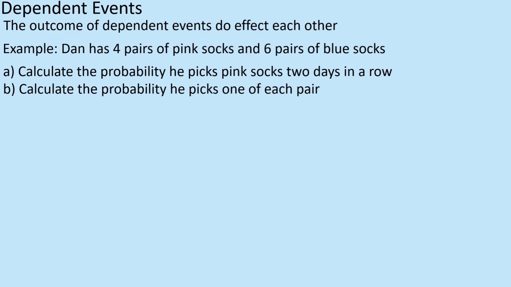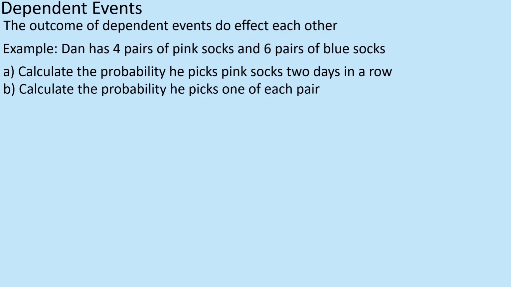So, for example, Dan's got 4 pairs of pink socks and 6 pairs of blue socks. That's what he's got. Calculate the probability he picks pink socks 2 days in a row. Now we're assuming, I guess, at this particular point, that once he's picked a pair of socks, he's not going to put them back in his drawer.